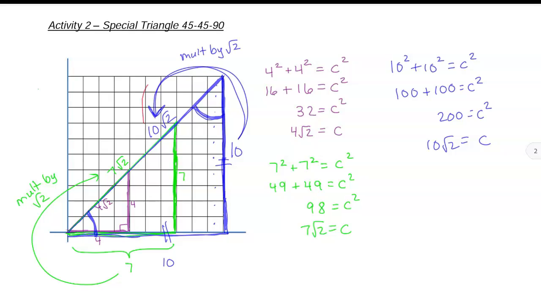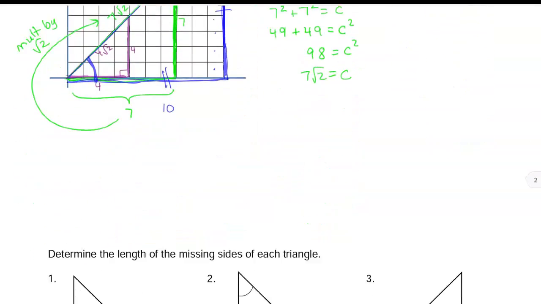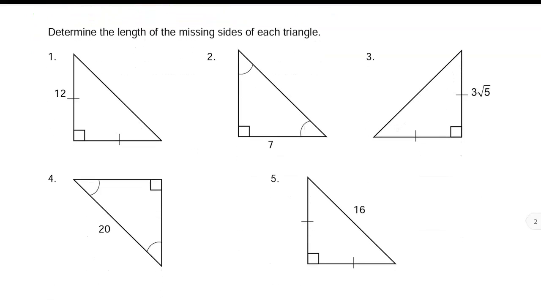So to go in reverse, I would undo multiplication, which would be dividing. So if you divide by root 2, you can go from the hypotenuse and find the leg. Let's practice that down below. We'll start with number 1.